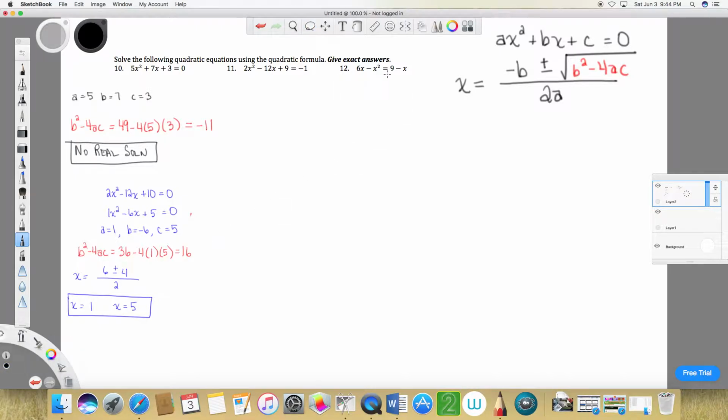So if we look at this problem number 12 here, it's not in standard form. And with this negative x squared, I personally prefer to have the a, the leading coefficient, be a positive value. So when I write this in standard form, I'm going to move these terms to the right-hand side. So if I add x squared to both sides of this equation, I have 1x squared. If I subtract 6x from both sides of this equation, negative 1x minus 6x, I've got minus 7x, and then I have plus 9. So now this is in standard form. Let's identify a, b, and c.